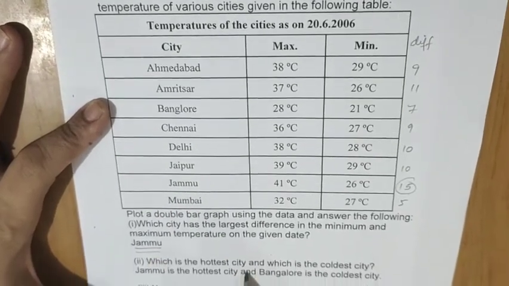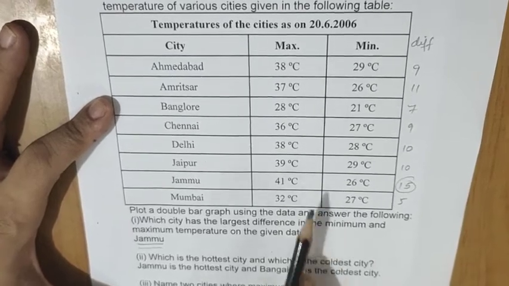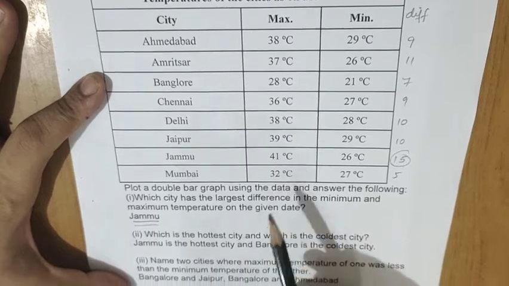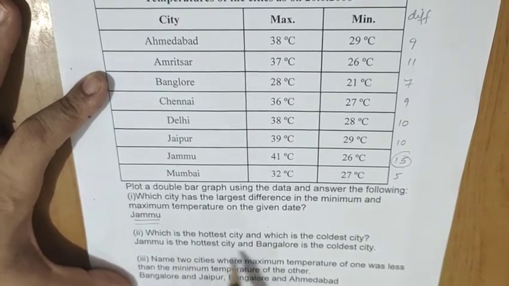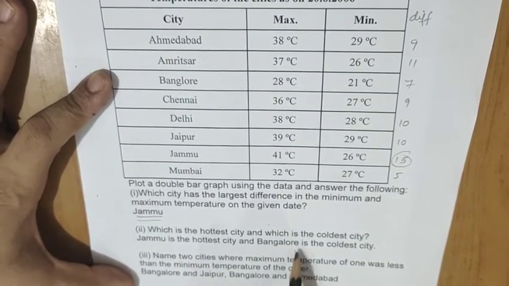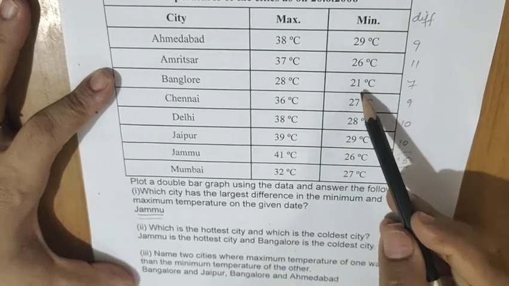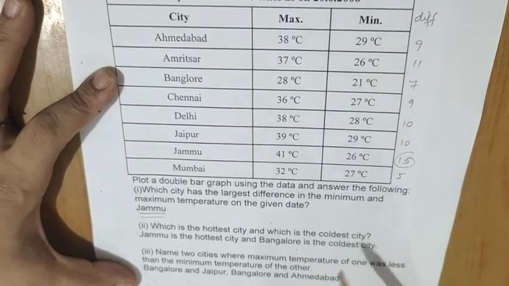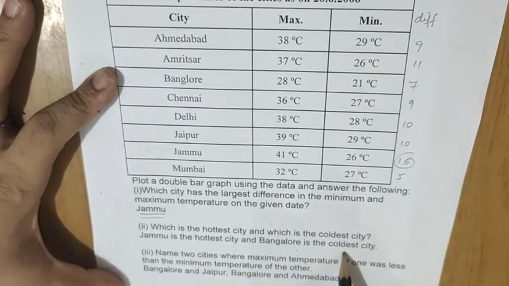Which is the hottest city and which is the coldest city? Jammu is the hottest because in the maximum, 41 degrees Celsius is the highest. So Jammu is the hottest. Which is the coldest city? Check which is the least: 29, 26, 21, 27, 28, like that. So which is the least? 21. So Bangalore is the coldest city.